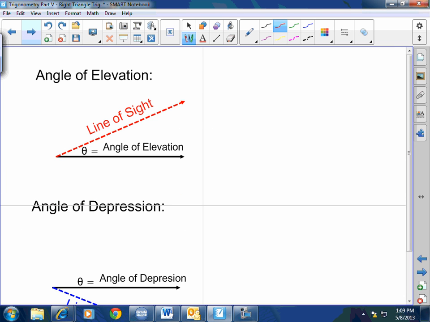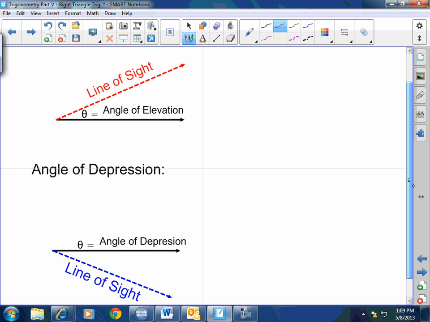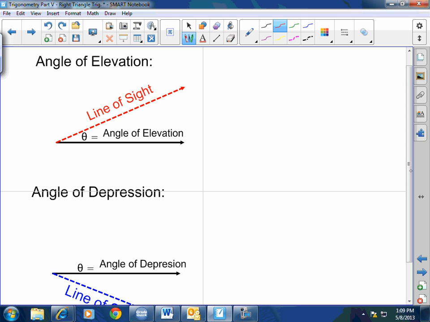Now, using this leads us to what's called the angle of depression and the angle of elevation. Okay? An angle of depression and an angle of elevation. Let's talk about an angle of elevation first. Okay. This black line here, guys, this black line here is called my baseline.